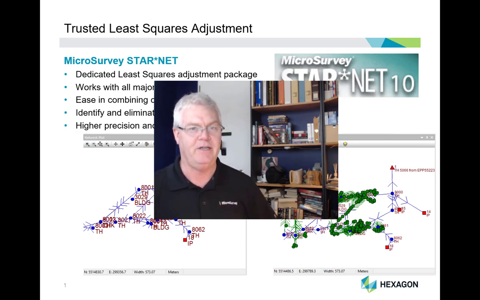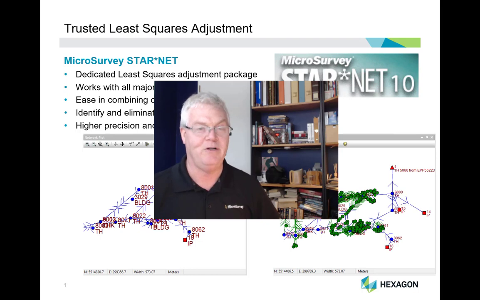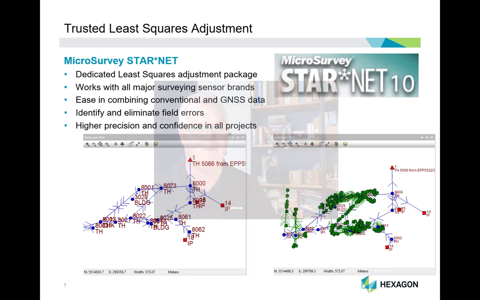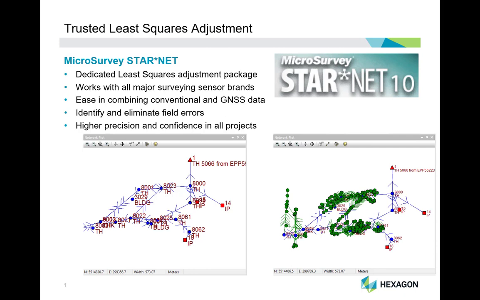I'm pleased to talk to you today about the Microsurvey product, StarNet. StarNet is a well-known least squares adjustment package. It's a little bit unique in the world in that it's one of very few packages that are devoted entirely to performing least squares adjustment.